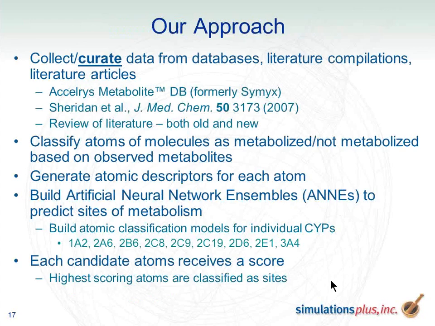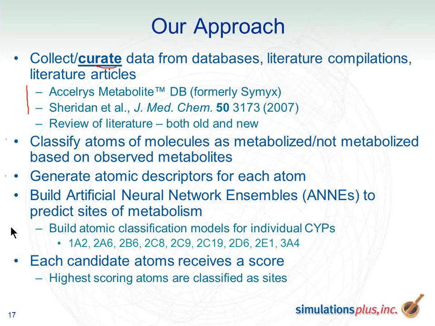So our approach to creating site-specific models is first to collect and curate data from various sources. One thing we want to emphasize here is the amount of curation that occurs, and I'll show a couple examples where we had to go back to the original references and really scrutinize the details in there. So again, we use the Accelrys Metabolite database and Sheridan as our experimental results. Then we classify the atoms of each molecule as either being metabolized or not metabolized based on the data in the first step here.